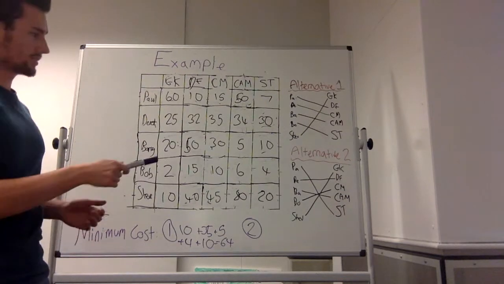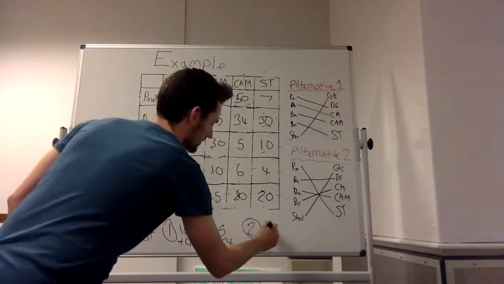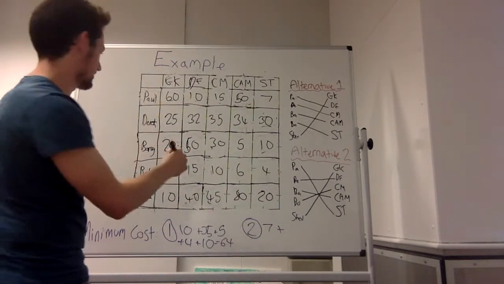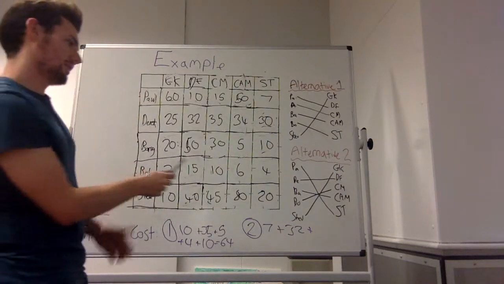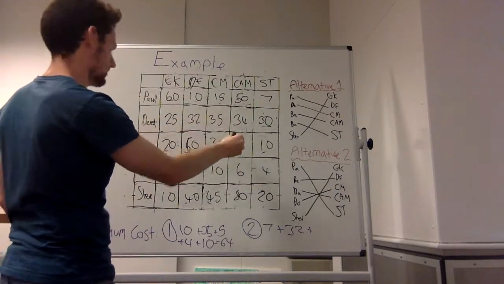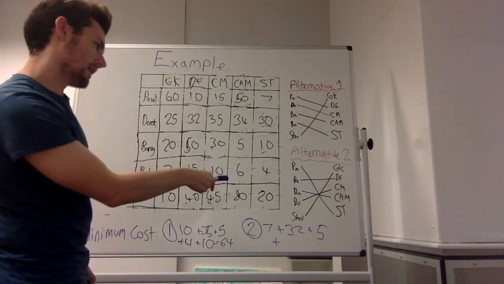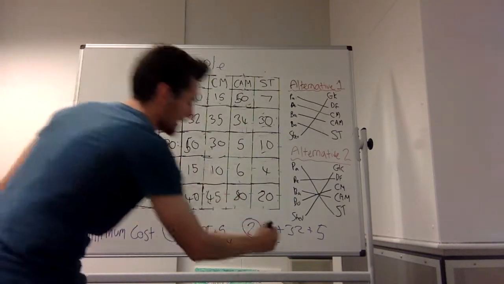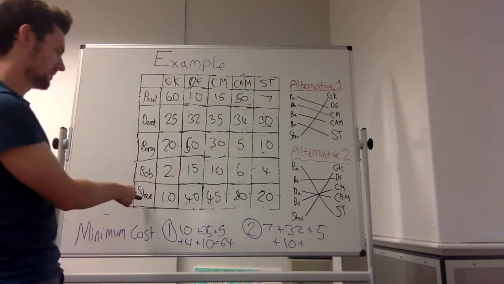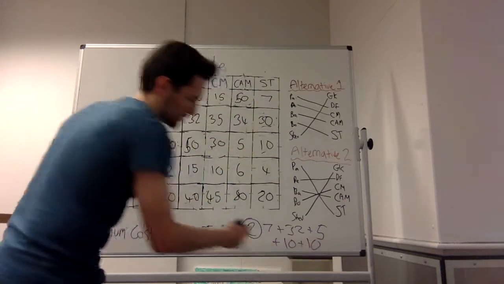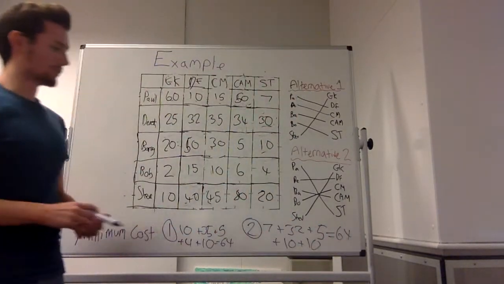Just to prove to you that alternative 2 will also give the minimum cost, we've got Paul as a striker, Paul striker 7. Derek as a defender, Derek defender 32. Barry as a cam, Barry cam 5. Bob as a centre mid, CM, Bob CM 10. And left with Steve as a goalkeeper again, Steve goalkeeper 10. Which also, if you add that up, gives 64. So this is the solution to the assignment problem.